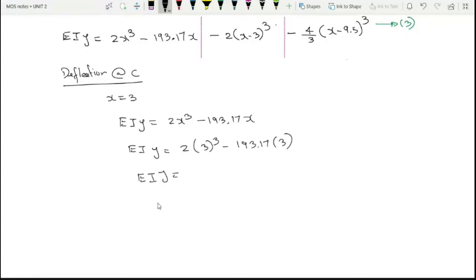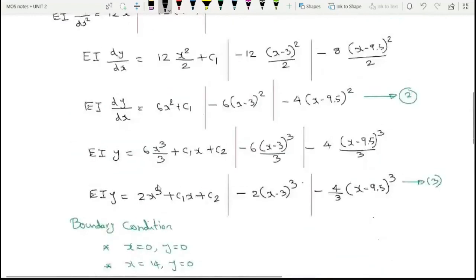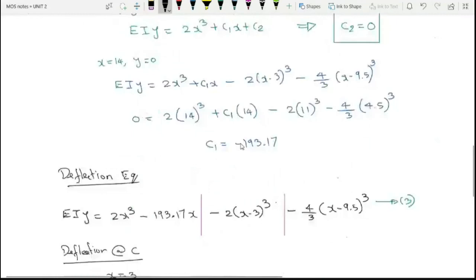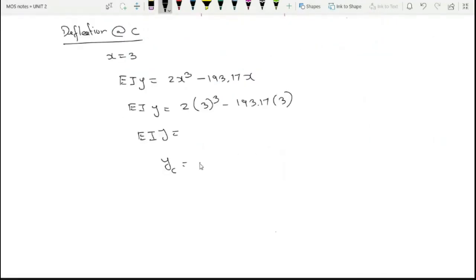So you will get this. Then you can identify y at C. Substitute the EI value, which we identified at the beginning stage. We identified 32 into 10 power 3, right? You have to substitute it here. We are getting minus 16.422 into 10 power minus 3 meters. Yeah, very good. Sir, minus is for downward direction, sir. Yeah, minus indicates the deflection is towards the downward direction.